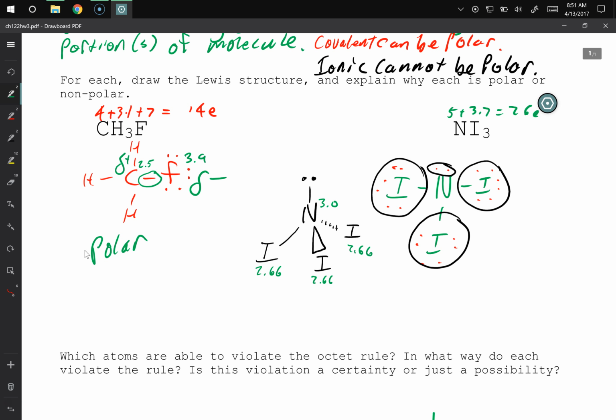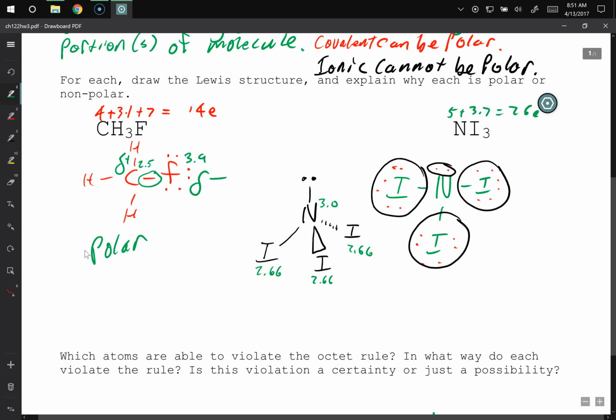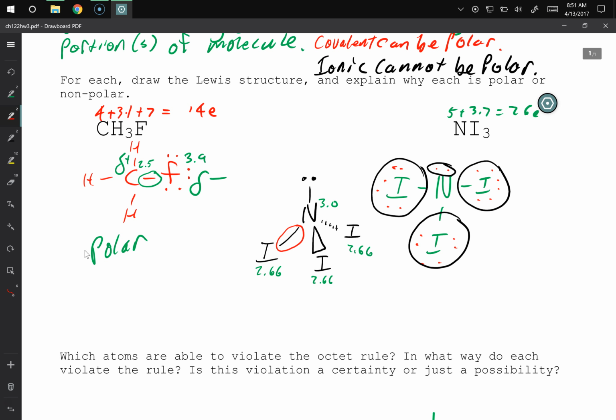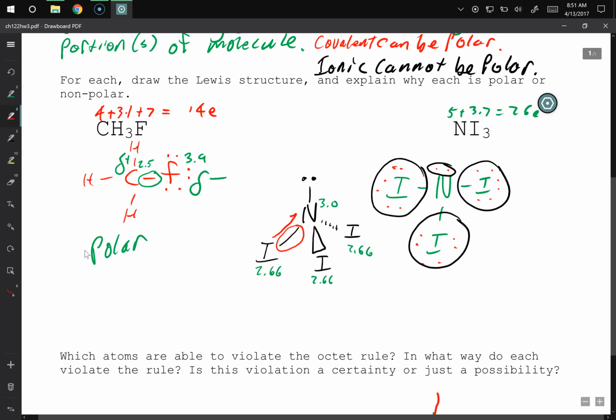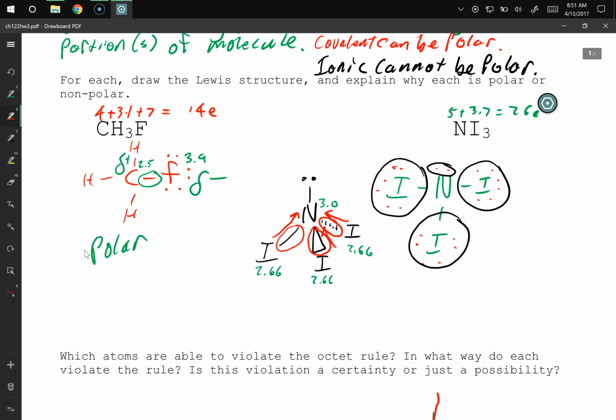So what's going to happen with, say, these electrons right here? They're mildly pulled. These electrons are going to be mildly pulled towards the nitrogen. And these two? Same thing, right? And these two? Same thing, right? So normally I would say that 0.34 difference in electronegativity isn't big enough, but what I actually have is they sum up. Does that make sense?